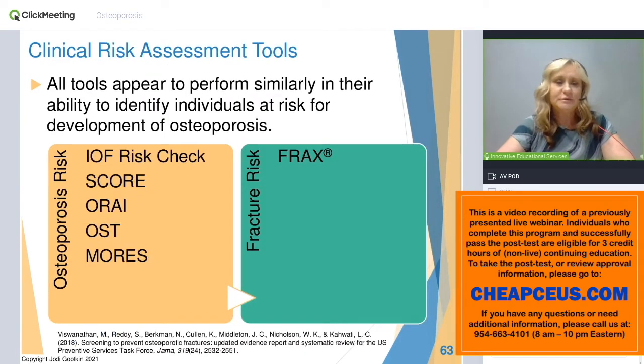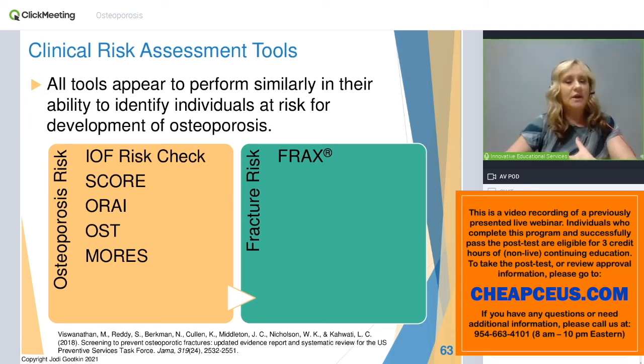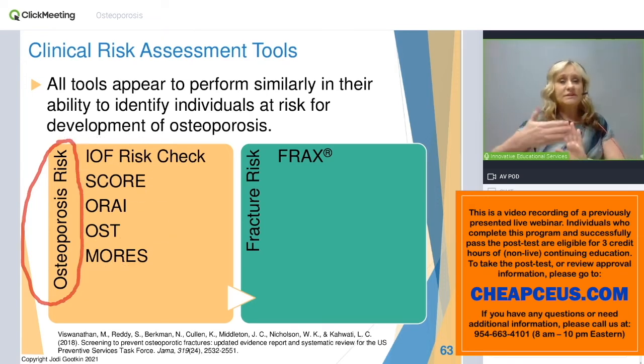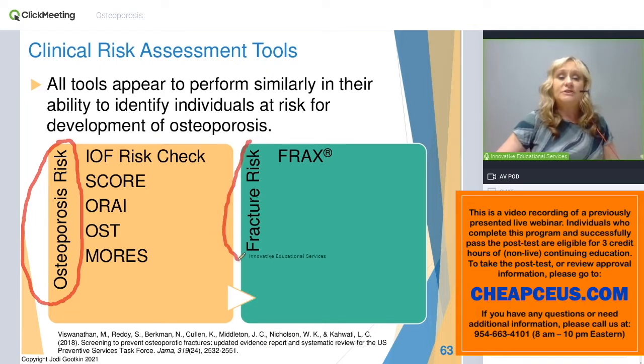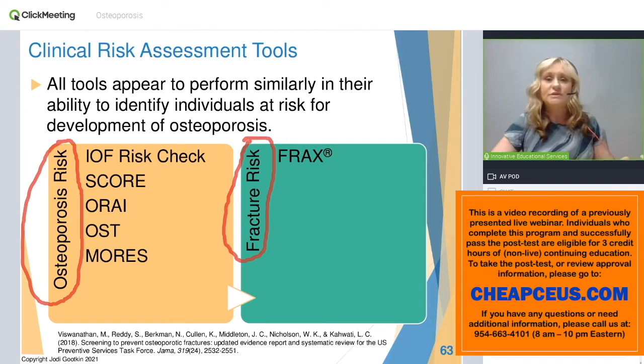Clinical risk assessment tools are an opportunity to perform this on a wider scale and be more preventative in nature. They fall into two different categories. Number one, looking at the development of osteoporosis itself. What is the risk someone has that they may develop in the future or are already starting to develop osteoporosis? And then for other individuals, if they already have osteopenia or osteoporosis, what is their risk of fracture?